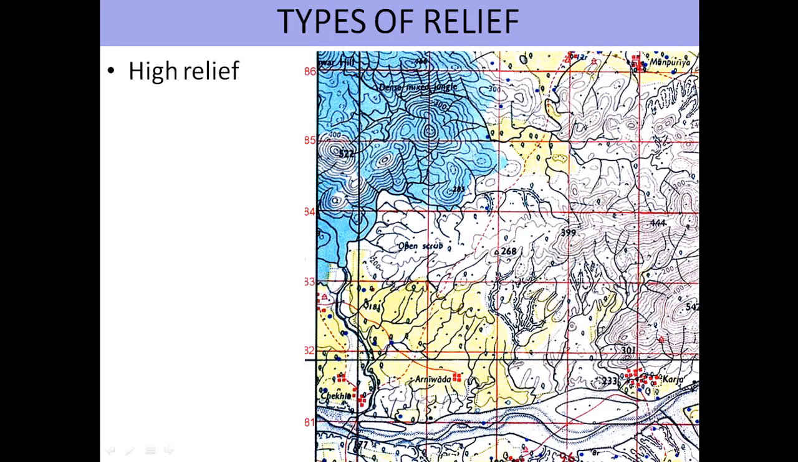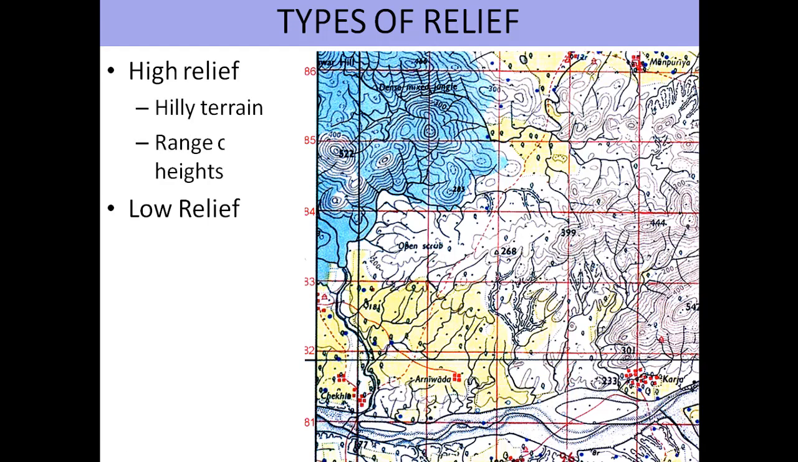Now we'll understand the types of relief on a topographical map, how one can identify high relief and low relief. High relief is hilly terrain, and the range of heights is very high. As you can see in this map extract, the highest relief is 542 meters and in the plain areas the lowest relief is recorded at 177 meters. If you calculate the range between these two, it comes to 365 meters difference. The range of height in this particular map extract is very high, and this extract is said to be a high relief area.